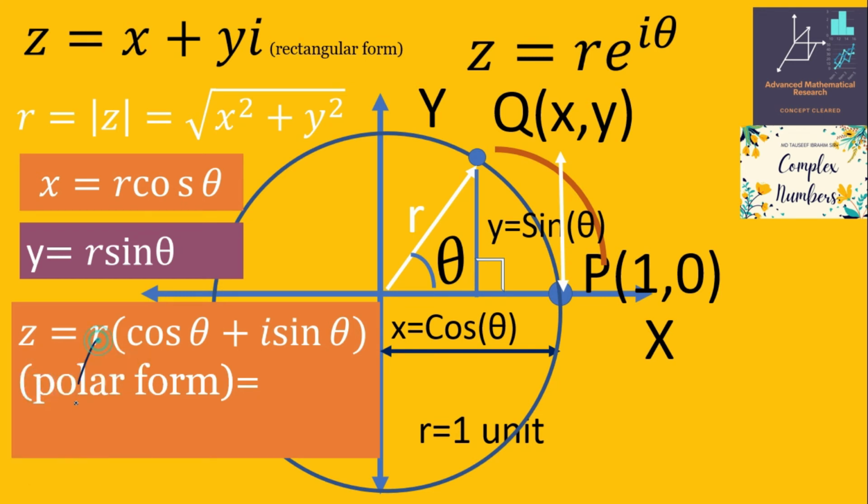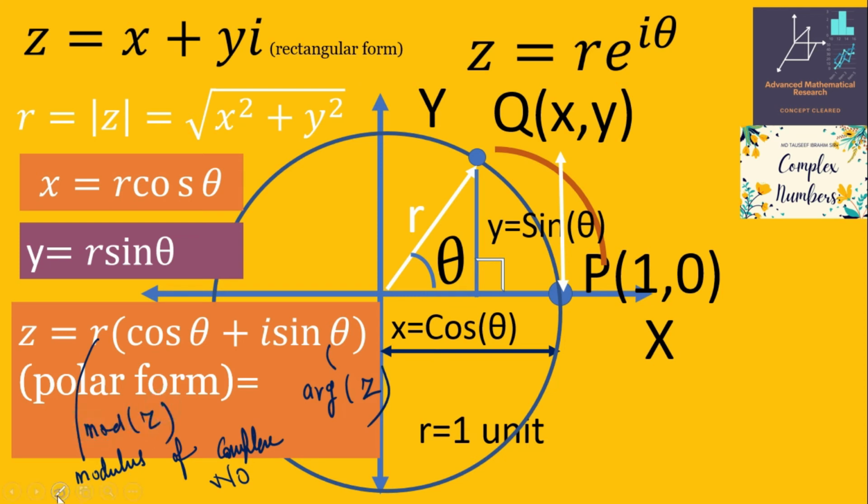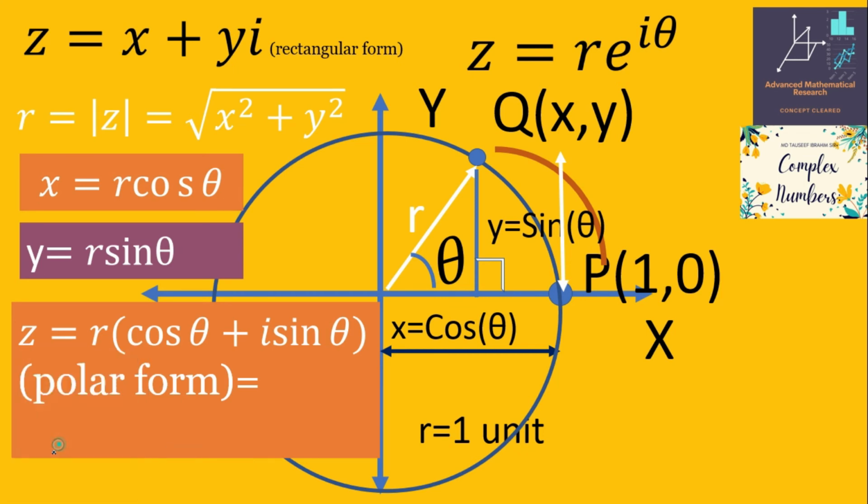So what is my r? r is the modulus of the complex number. And what is my theta? Theta is called the argument of my complex number z. I think you must have got up to this point.